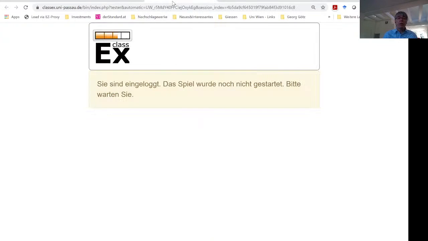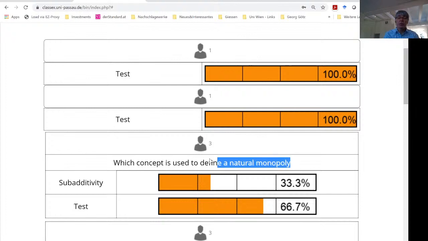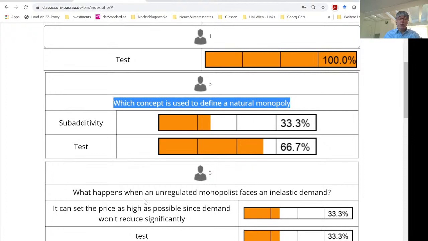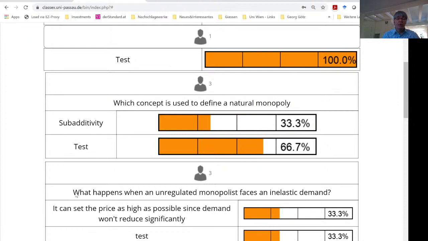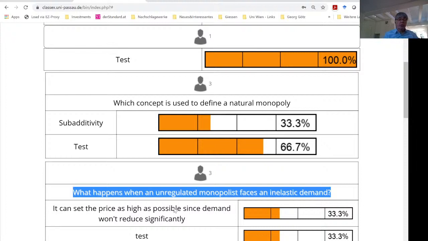Our first question was, I forgot the first question, which concept is used to define a natural monopoly? This is our technical definition of sub-additivity, okay? I will discuss that further on today, in particular in how far this also means that we should or will actually have a monopoly providing this market. And the other point, in terms of inelastic demand, an unregulated monopolist would just set the price as high as possible.